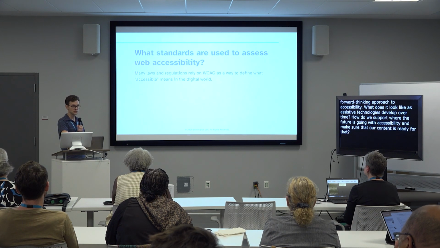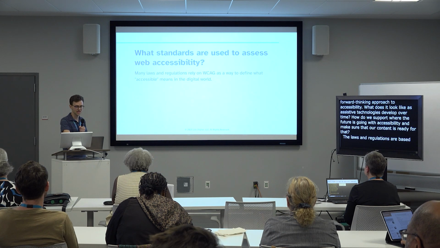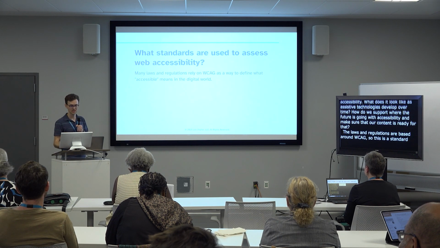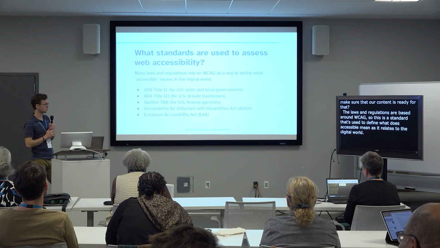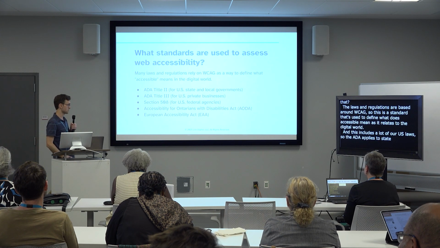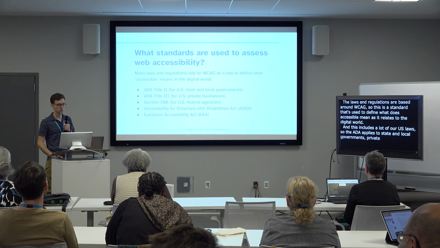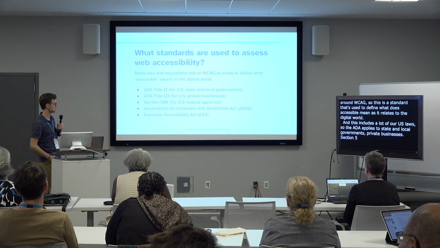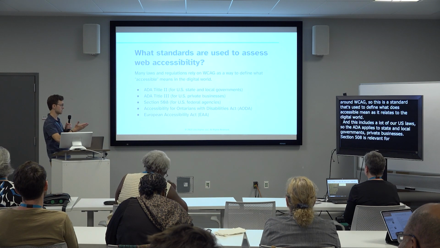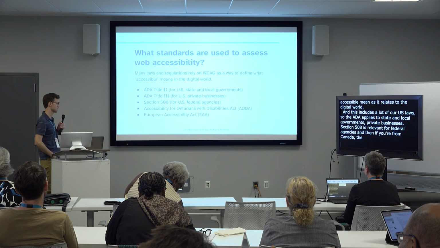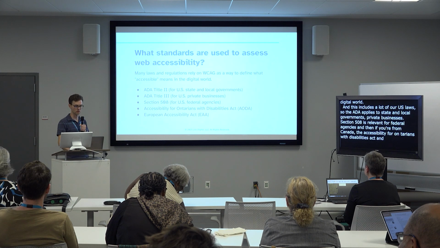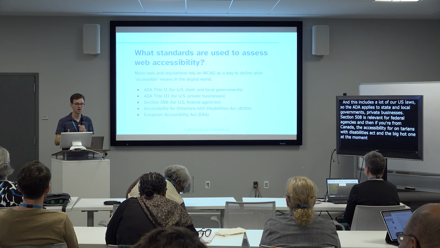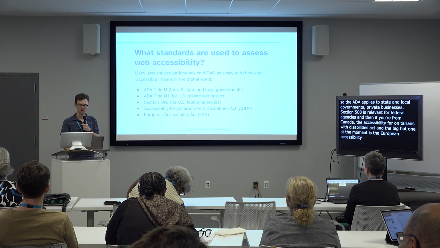The laws and regulations are based around WCAG, so this is a standard that's used to define what accessible means as it relates to the digital world. And this includes a lot of our US laws. So the ADA applies to state and local governments and private businesses. Section 508 also is relevant for federal agencies. And then if you're from Canada, the Accessibility for Ontarians with Disabilities Act, and the big hotness at the moment is the European Accessibility Act as well. These all cite, to one extent or another, WCAG as the standard that they're using when testing for accessibility.